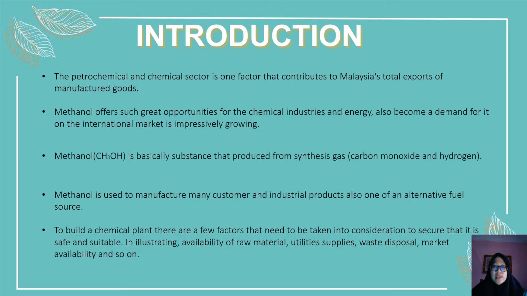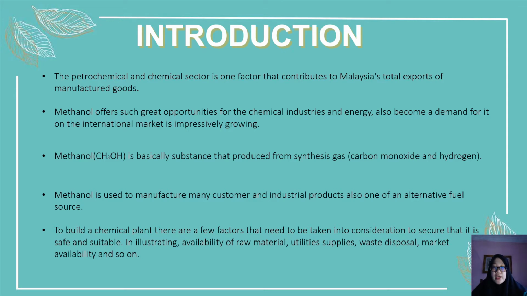Methanol, or CH3OH, is basically a substance produced from synthesis gas, carbon monoxide and hydrogen. Methanol is used to manufacture many consumer and industrial products, and is also an alternative fuel source. So, to build a chemical plant, there are a few factors that need to be taken into consideration to ensure that the plant is safe and suitable. Like I said before, these factors are raw material, market availability, and so on.